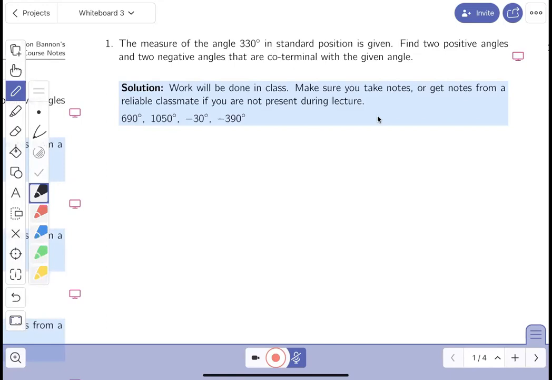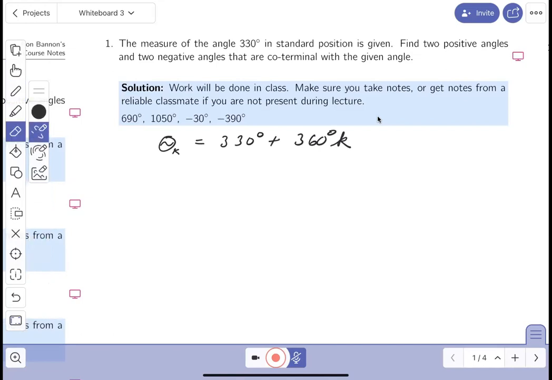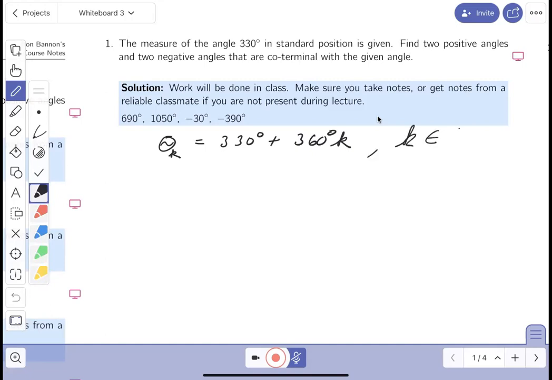Number one says, the measure of an angle is 330 degrees in standard position. Find two positive angles and two negative angles that are coterminal. So what I'm going to write down is that theta sub k, this is a coterminal angle, is going to be equal to 330 degrees plus, well, all I do is I rotate. And how much do I rotate? 360 degrees. And then I put a k over here. I'll write that down as a cursive k. And what could k be? k can be any integer at all.